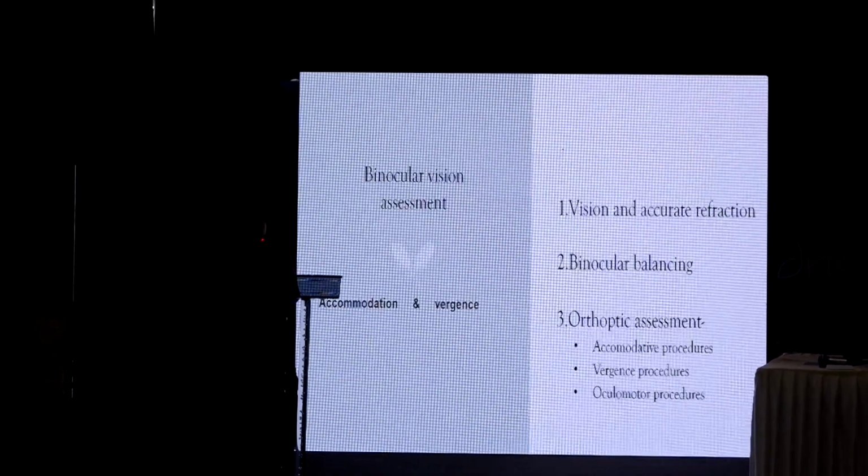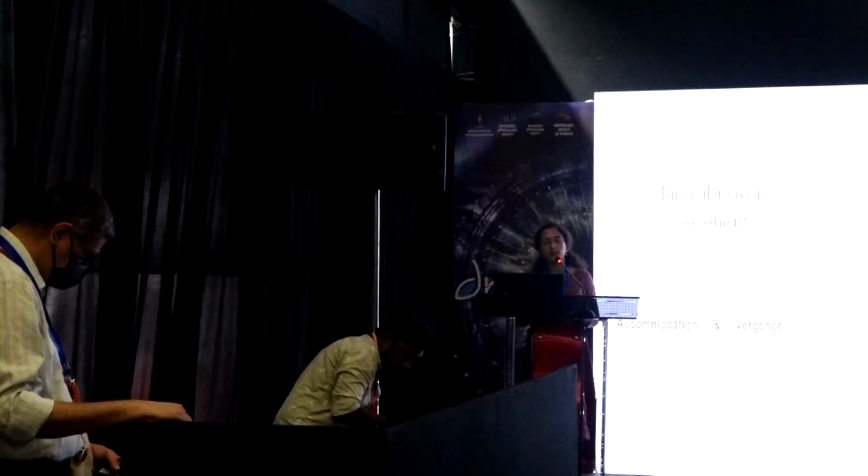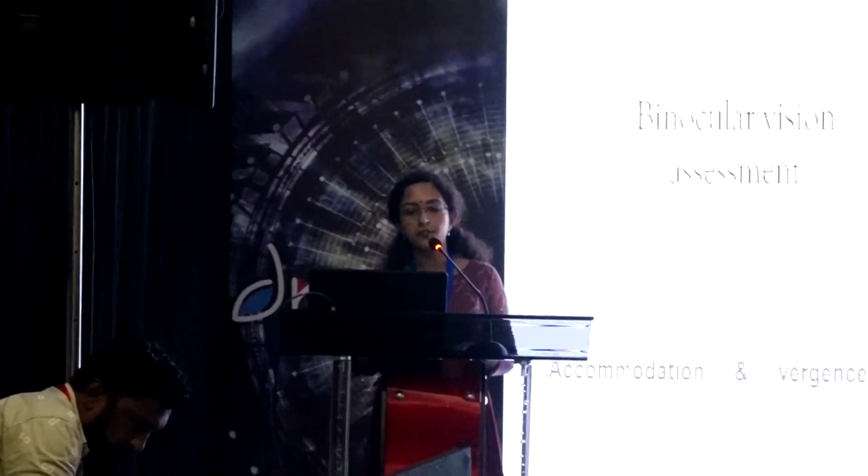I start off with evaluation and diagnostic workup of non-strabismic binocular vision anomalies. So the two limbs of binocular vision assessment are accommodation and vergence testing. We begin with vision and accurate refraction, followed by binocular balancing, and then we proceed to the proper orthoptic assessment, under which we include accommodative procedures, vergence procedures, and oculomotor procedures.